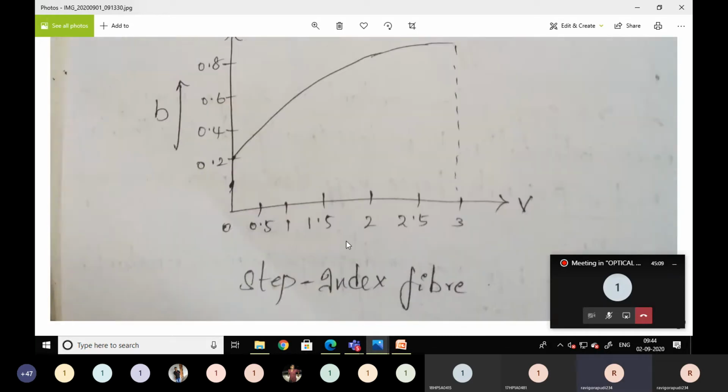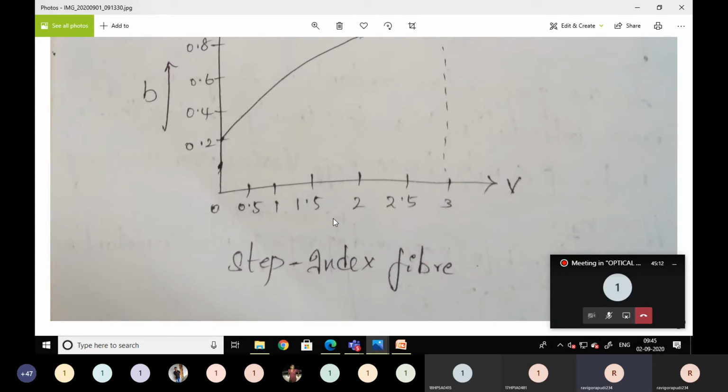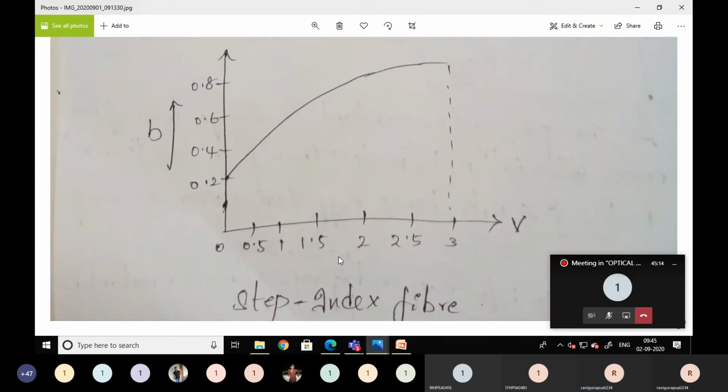This is the graphical representation between step index fiber and b. V value, normalized frequency 0.5, 1 and so on, and b value is up to 1 only, less than 1. This is just giving some idea regarding step index fiber, how it varies. That is up to 1. This is one graphical representation.